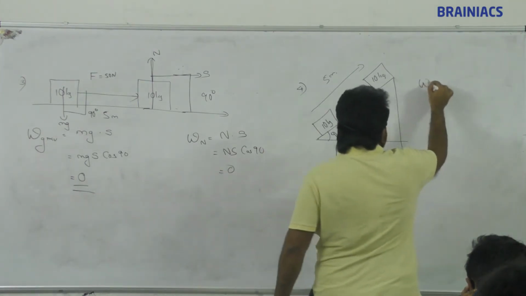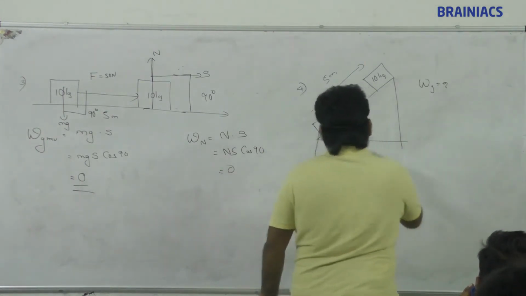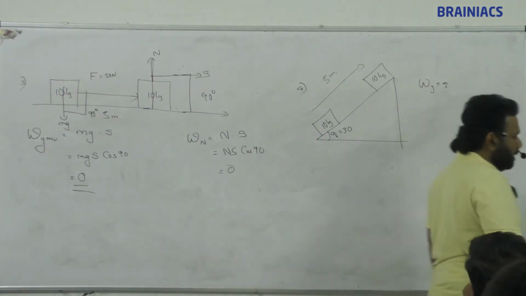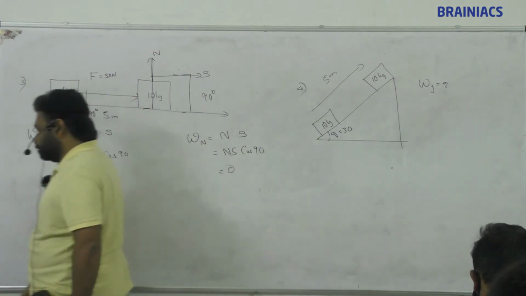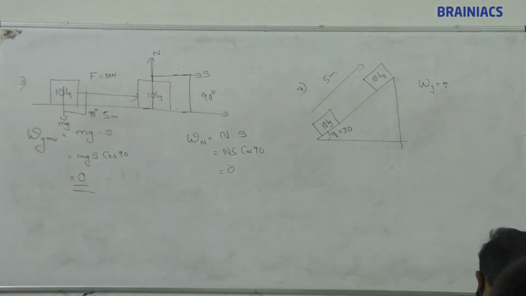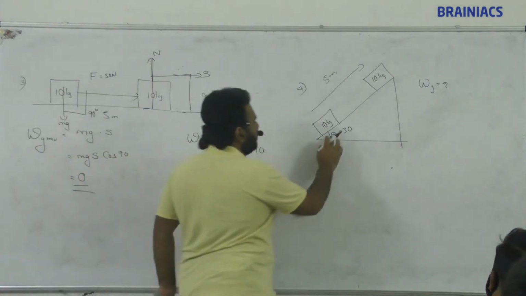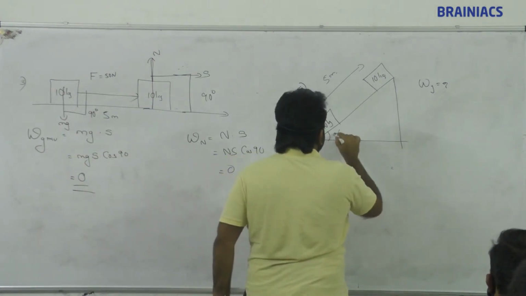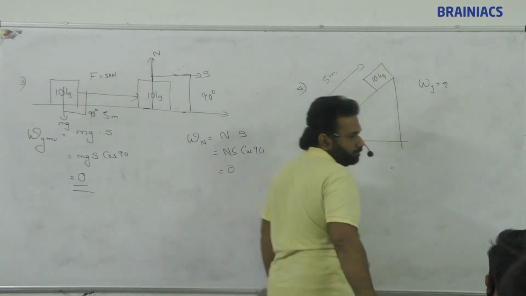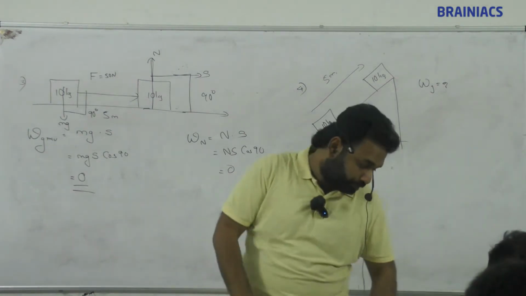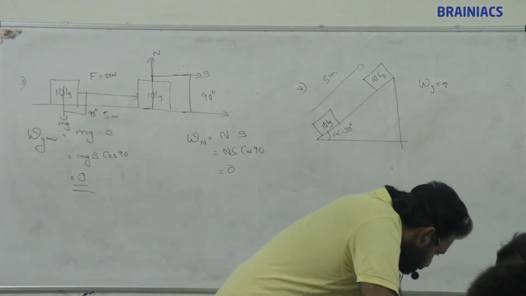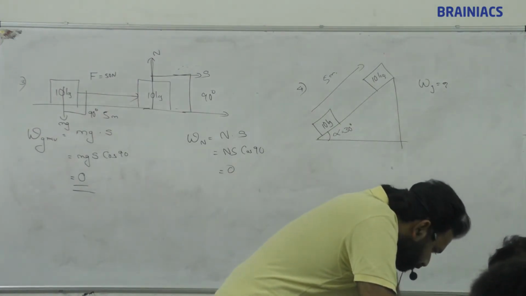Work done in this case. What is the work done by the gravitational force in this case? Just for ease, I am making this angle alpha equal to 30 degrees. Here, what will be the net force acting, the net work done on the body? This minus this.